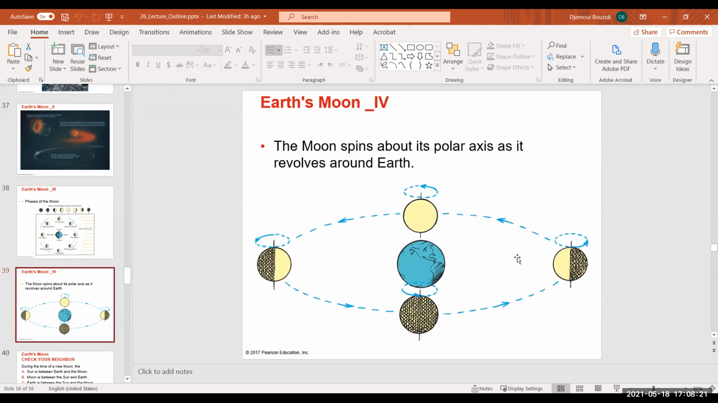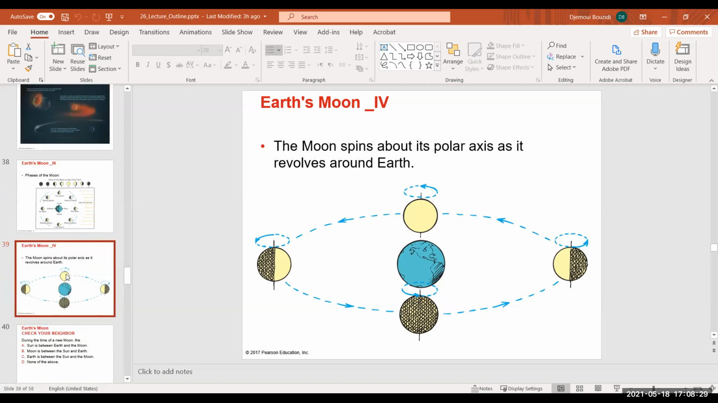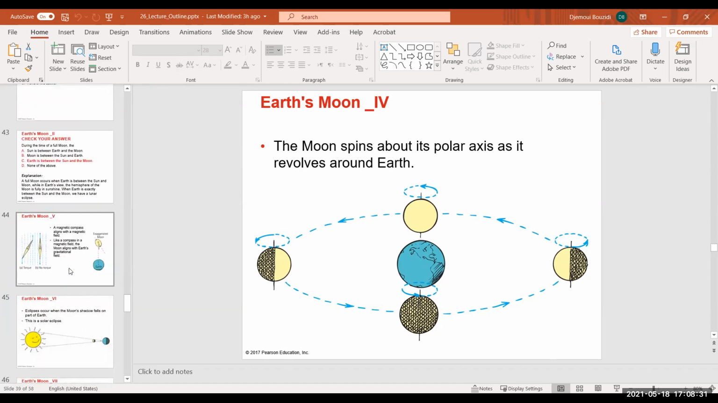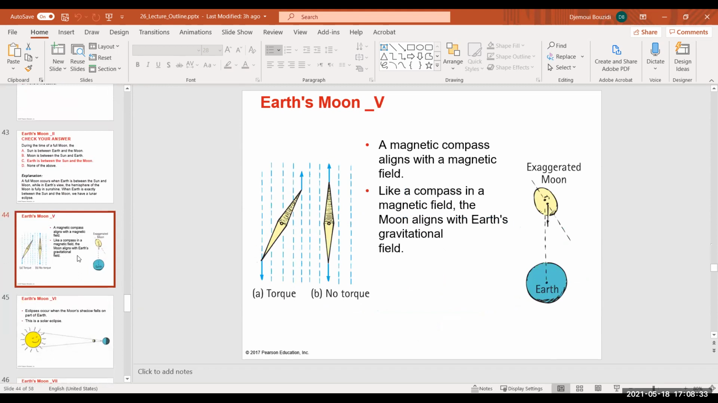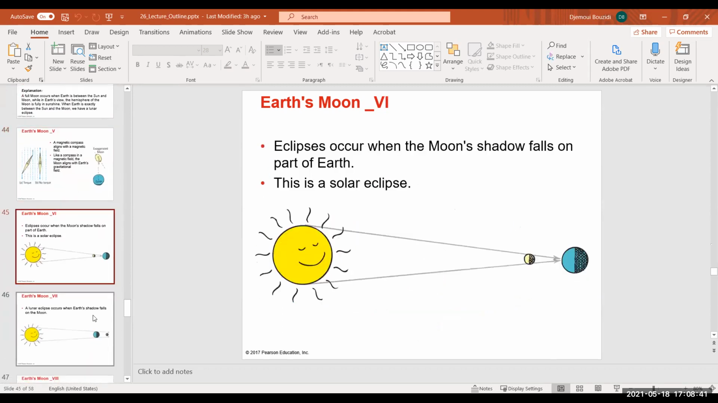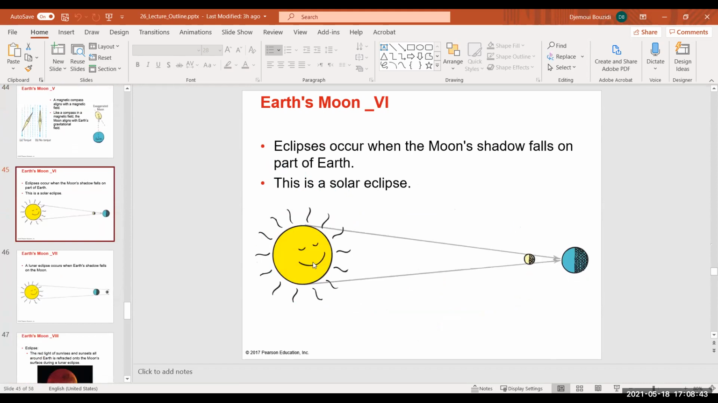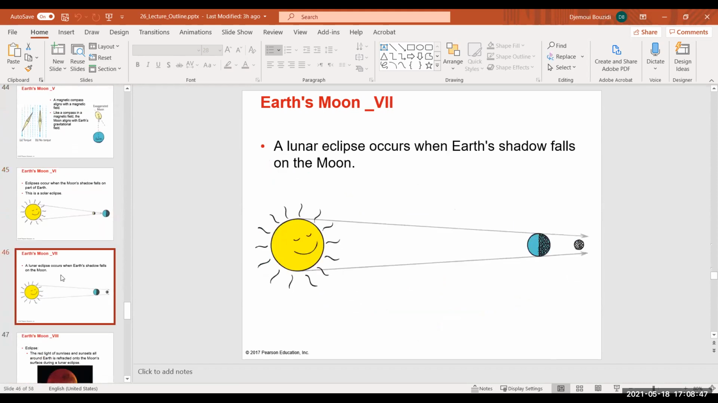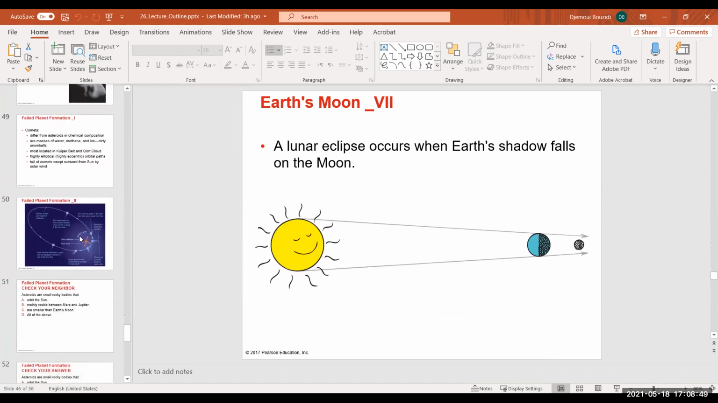Again, the moon is tidally locked with the Earth. That's why we see only one face of it, because it spins as fast as it goes around the Earth. So it gives you one direction all year round. And the tidal forces are causing a lot of effects on the moon, and on the Earth too. And these are the eclipses. This is the solar eclipse, and the lunar eclipse is the opposite of it. Okay.